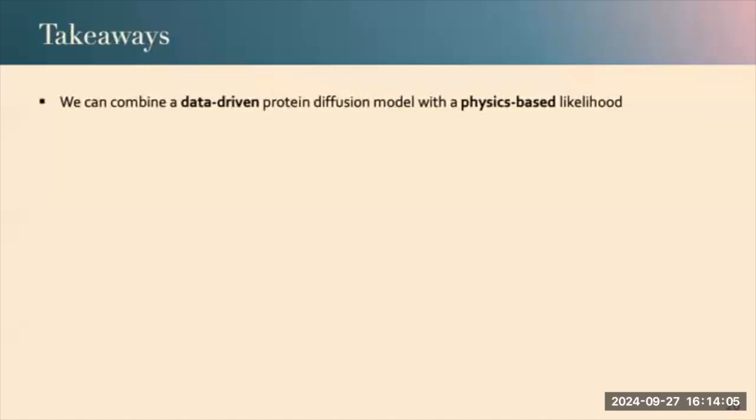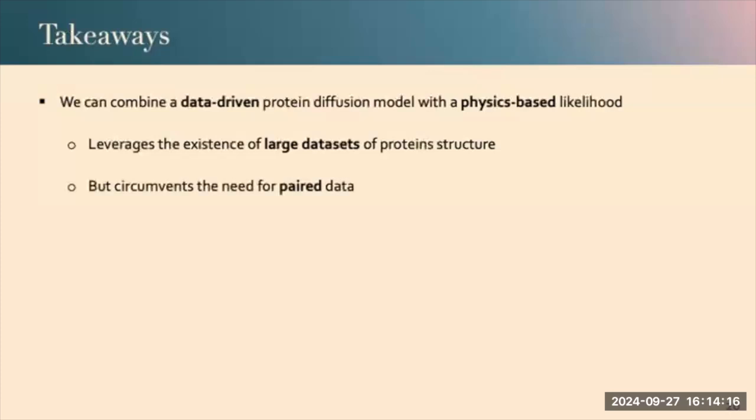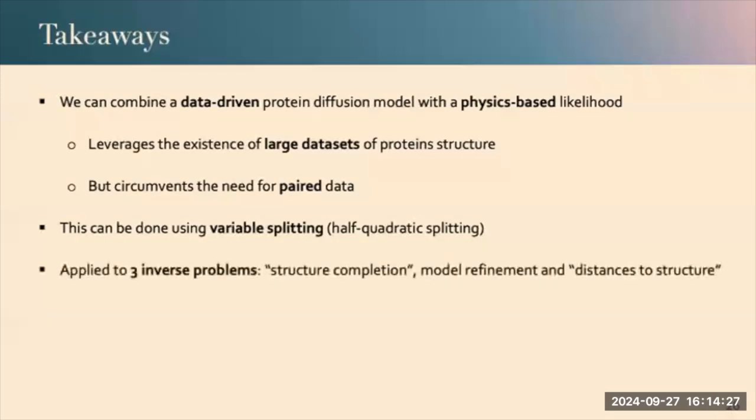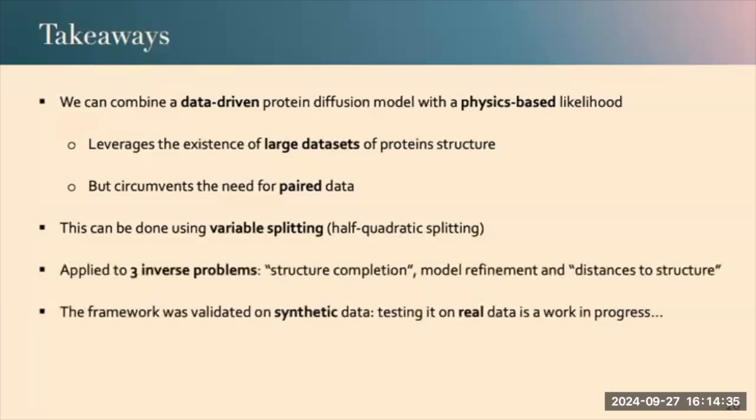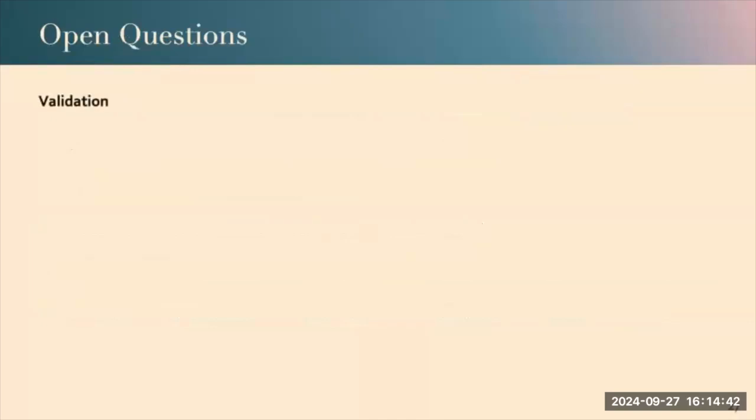So the takeaways are that we can combine a data-driven diffusion model with a physics-based likelihood, which has the benefit of leveraging the existence of large data sets of protein structures, but also circumventing the need for paired data. One way we showed that this was possible was by making use of variable splitting, and in this case, half-quadratic splitting. We applied that to structure completion, model refinement, and the distances to structure problem. We validated the method on synthetic data, and now we're testing it on real data, which is a work in progress. A few open questions I wanted to mention.